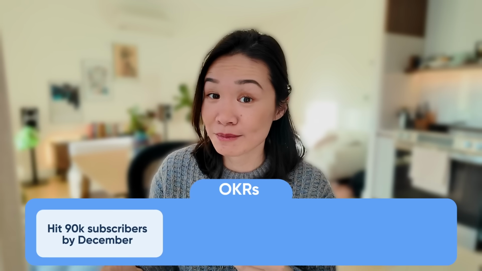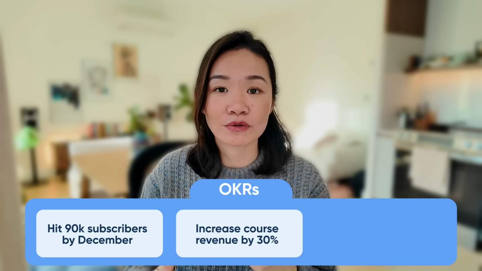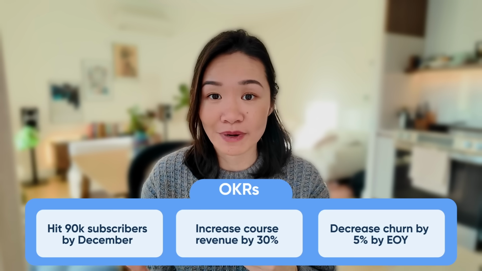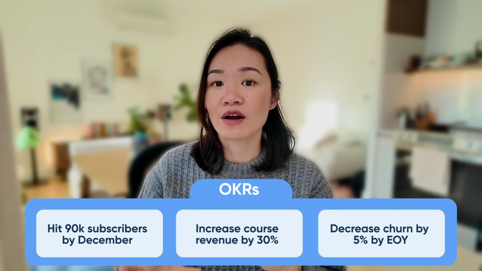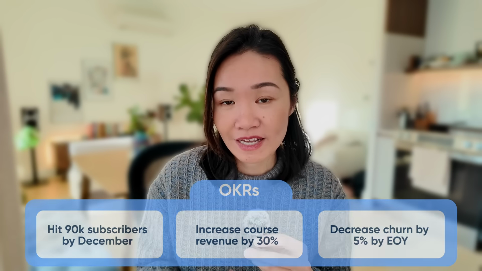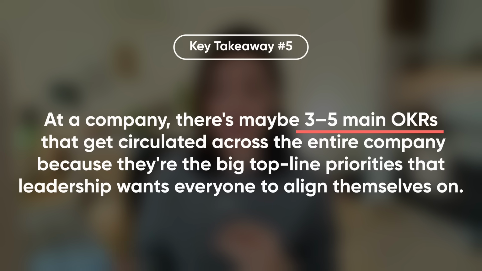So OKRs for this channel might be something like, we want to hit 90K subscribers by December, or we want to increase course revenue by 30%, or decrease our churn by 5% by the end of this year. These aren't just numbers. They're actually signals about what matters the most right now. And usually at a company, there's maybe 3 to 5 main OKRs that get circulated across the entire company because they're the big top line priorities that leadership wants everyone to align themselves on.